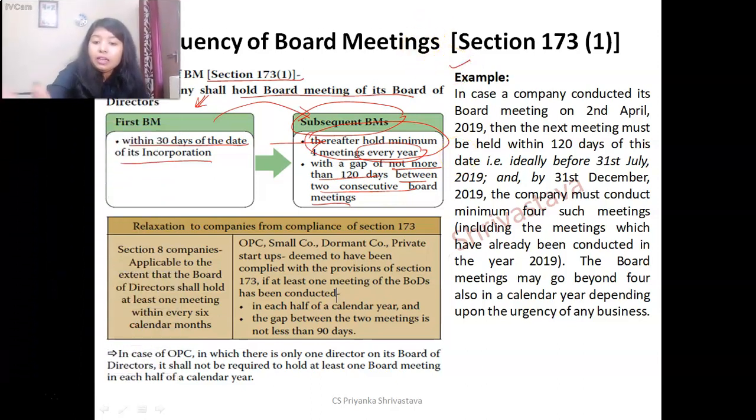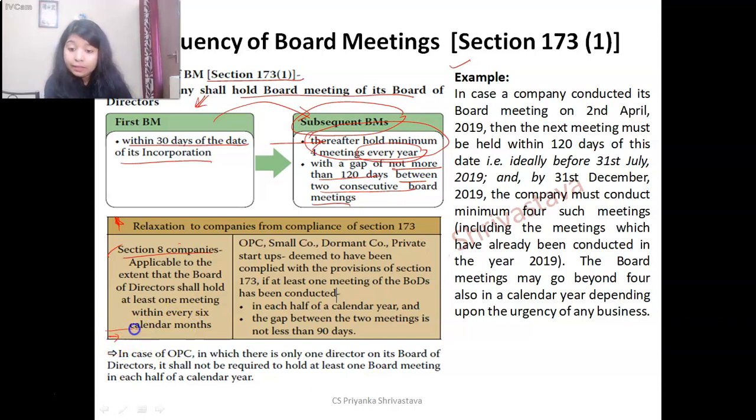Before that, let us see a relaxation. There is a relaxation for certain companies. Let us see for whom. So what it says, section 8 companies, applicable to the extent that the board of directors shall hold at least 1 board meeting within every 6 calendar months. So for a section 8 company, you have only one thing, that you need to conduct at least 1 board meeting within every 6 calendar months.